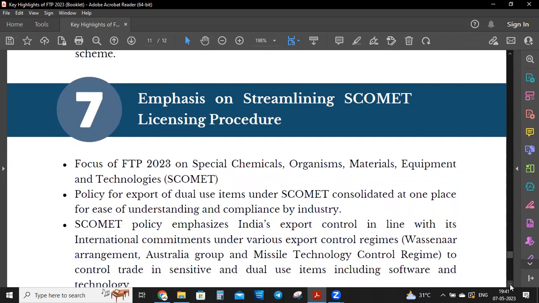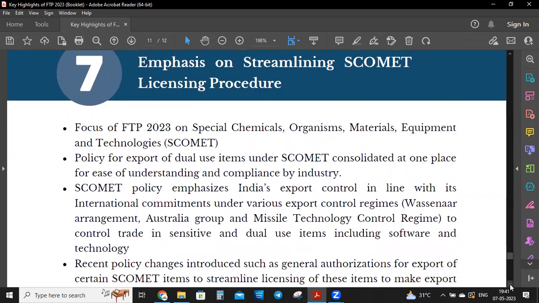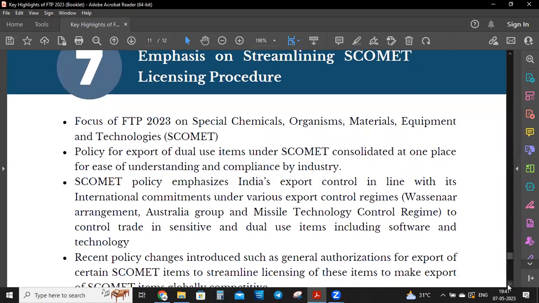Emphasis on streamlining SCOMET license procedure. Okay, so SCOMET is Special Chemicals, Organisms, Materials, Equipment, and Technologies. Okay, in this also they are going to make the reform.